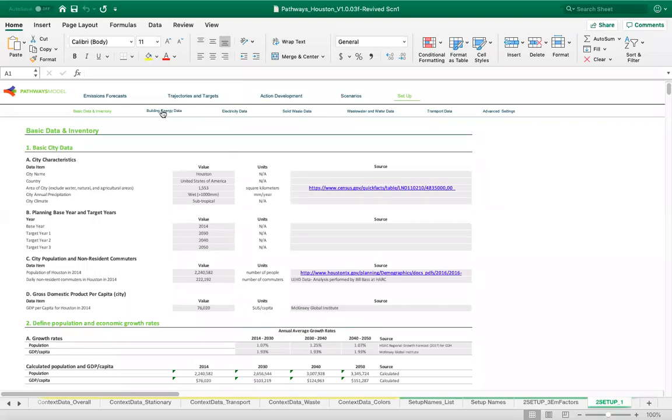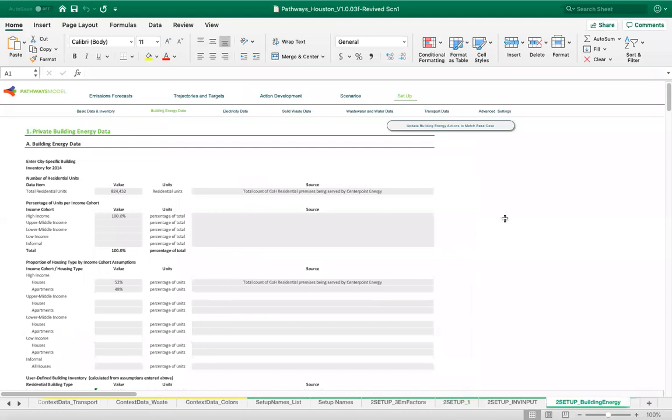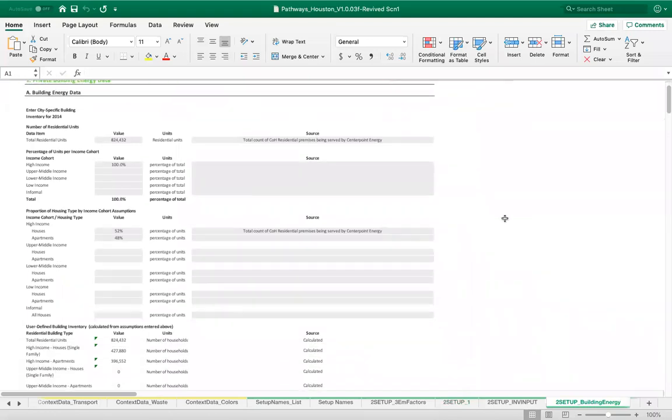But you can see along the top, there are a number of other areas. You can enter building energy data, electricity data, solid waste, wastewater, transportation, because these are the biggest areas of emissions for cities. And so for each of these, there is another level of specificity to which we're starting to look at the characteristics of a city.